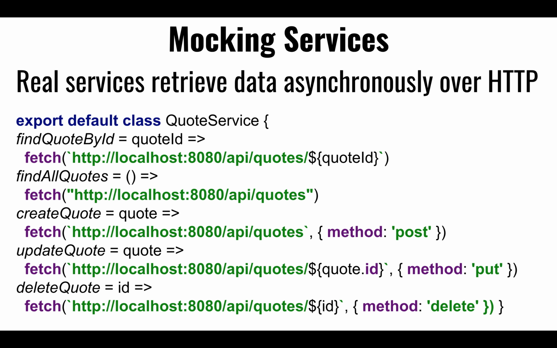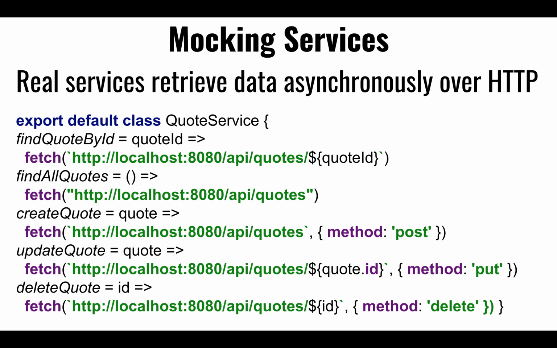If you remember, the implementation of the service looks something like this. We have a class that encapsulates all the data access to a remote server, implementing multiple finder methods and then all the CRUD operations, and each one of them is implemented using the fetch function, which generates an AJAX over HTTP request. And the fetch function has two arguments.